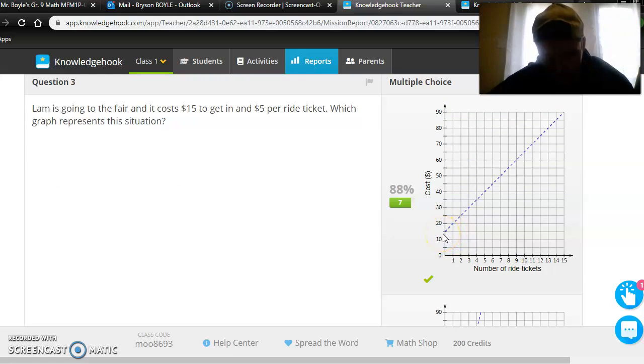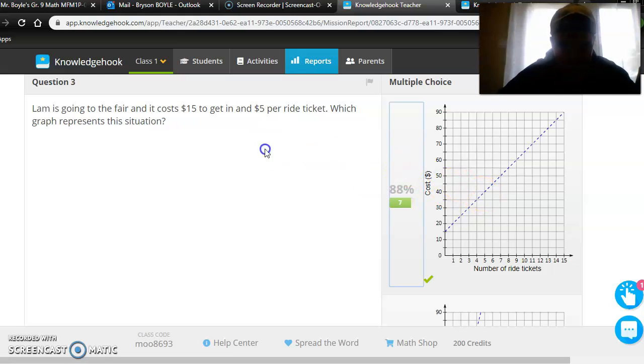But let's just continue. So at 1 ride ticket, it's going to be 1 times 5, right? So 5 times 1 is 5, plus 15 is 20. So if you go to the fair and get 1 ride ticket, it should cost you $20. Does it? Yes, it does. It should be $5 extra per ticket. So if I want 2 tickets, it should be $25. Yes, it is. 3 tickets should be $30. Yep. 4 should be $35. Yep. 5 should be $40. Yep. So this graph matches.